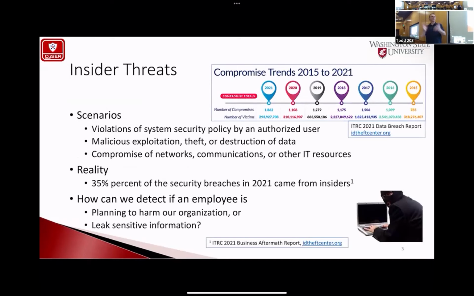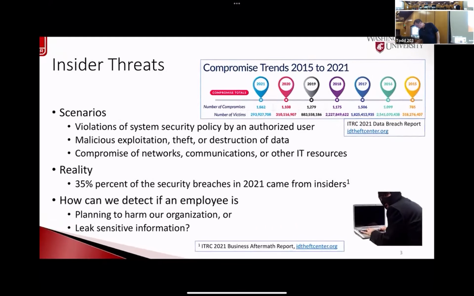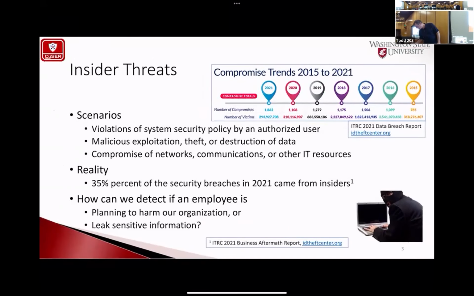Some of you are probably better experts at insider threats and cyber security threats and breaches and so forth, but you can go pretty much anywhere and get some pretty dire statistics. This is one that I found here.